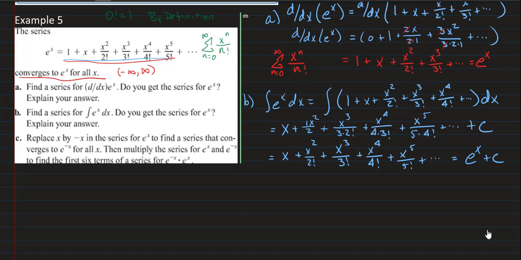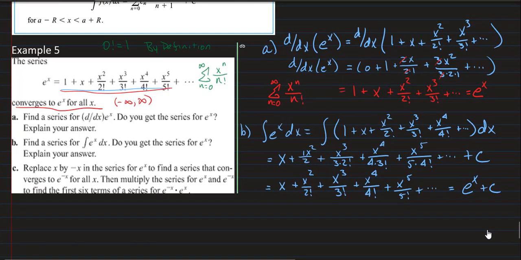And I'm not going to take the time to go through part C because we're running out of class time, but we could replace x with negative x in the terms for the series, and then find the series that converges to e to the negative x for all x, and then multiply that. And if we multiply e to the negative x times e to the x, we would get e to the 0, which is 1.